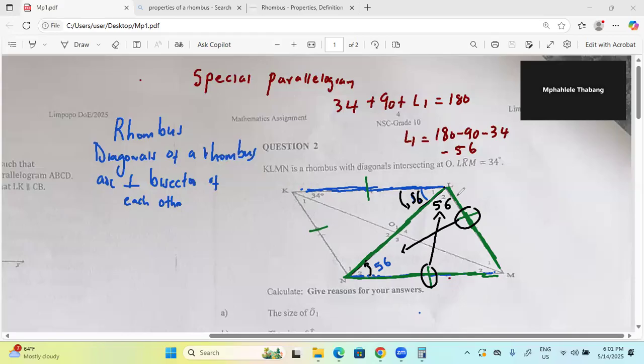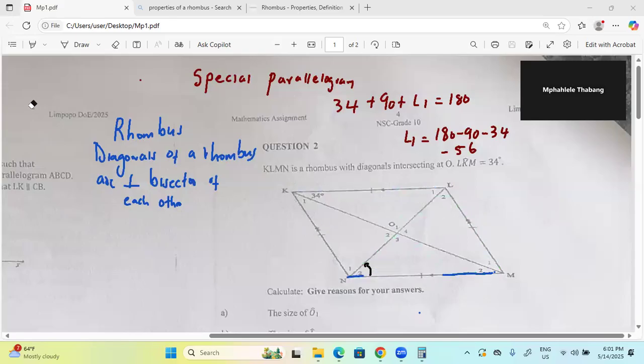Now I noticed that I forgot a property that says the diagonal of a rhombus bisects the angle. So this angle here, just because this is a rhombus, this angle L is bisected by this diagonal, meaning that it is divided equally by the diagonal NL. So if L1 is 56, it means L2 is 56. So this is how I will solve this question.